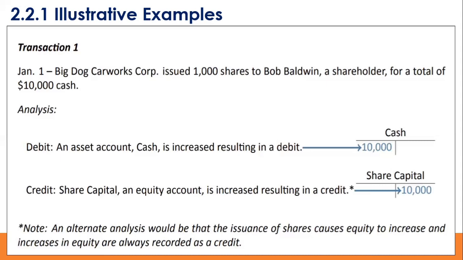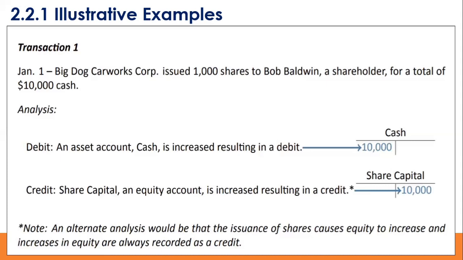Now, if we try to analyze our transaction, how many accounts do you think are involved in our first transaction? Well, we have an asset account, and we also have a share account. Now, as you can notice in our debit side, an asset account we call cash is increased, resulting in a debit. Our cash account increases because, like I said earlier, Bob Baldwin, who happens to be a shareholder of Big Dog Car Works Corporation, invested a total of $10,000 in cash. So the corporation technically received $10,000 in cash. That is why the cash of the corporation increases.